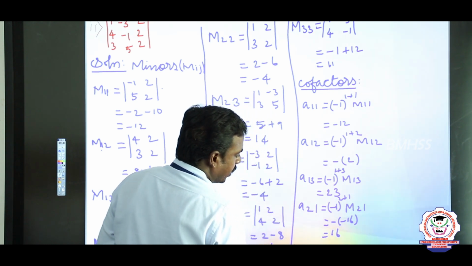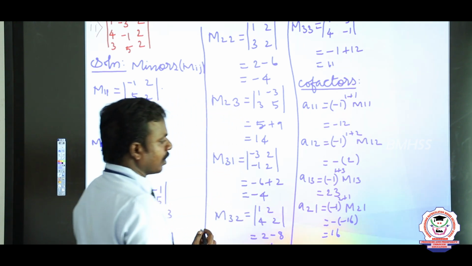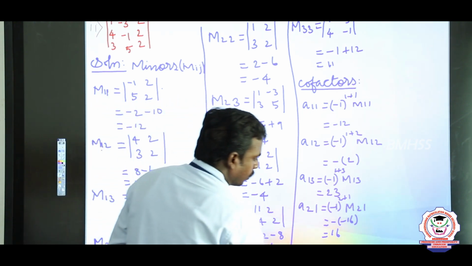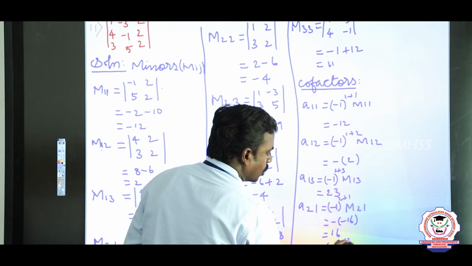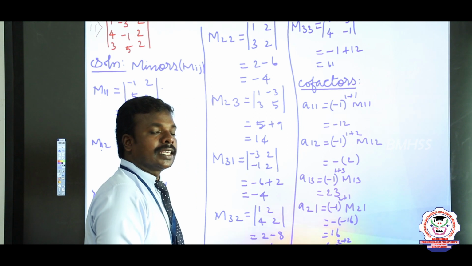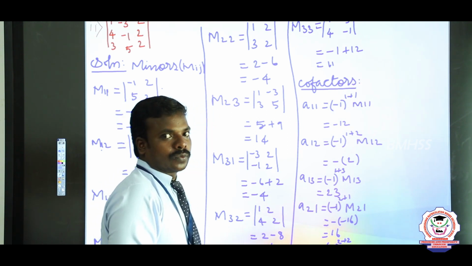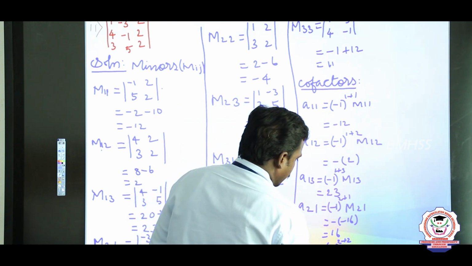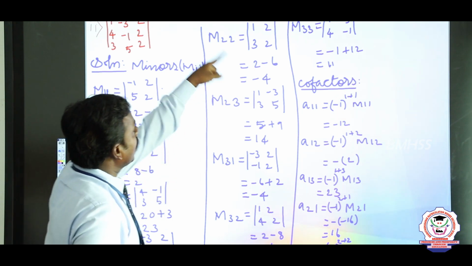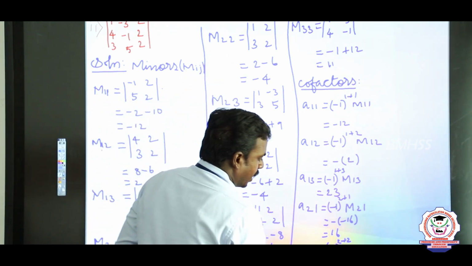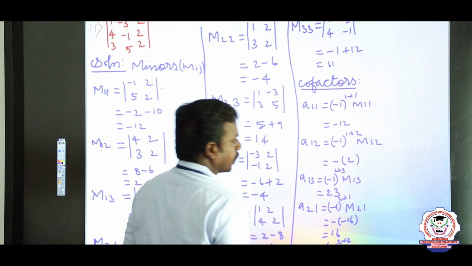Next value is A22, from the second row, second column. Listen, very simple. So minus 1 whole power 2 plus 2. 2 plus 2, that is 4. If you get an even number, this minus will change as plus 1. Into M22. M22 value is what? M22 value is minus 4. So minus 4 is the value of A22. Minus 4.